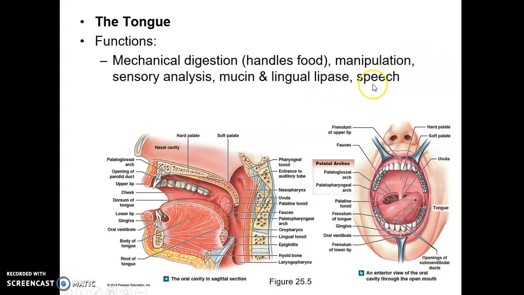And also involved in speech production. When you speak, your tongue moves around to help you pronounce sounds and words. Remember the papillae and the association with the taste buds. So the papillae provide some frictional ability to the tongue, but also housing the taste buds for taste sensation.